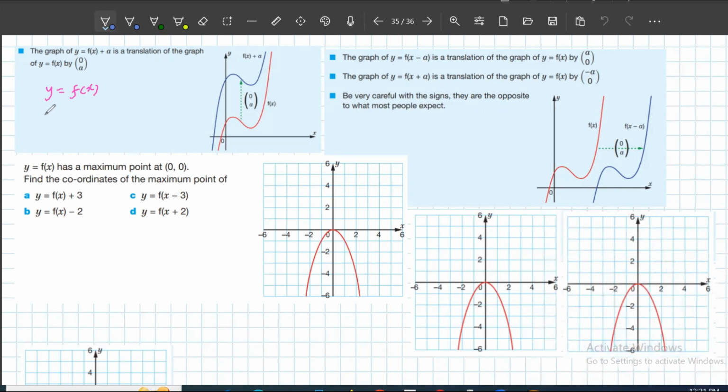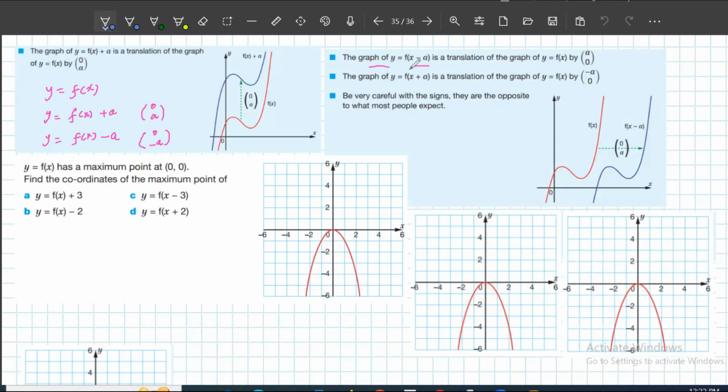When this curve becomes y is equal to f of x plus a, it means this is a translation in the y-axis and the translation vector is (0, a). And if it is f of x minus a, then it is still a translation in the y-axis but towards down, meaning (0, minus a). The graph of y is equal to f of x minus a is a translation of the graph of y is equal to f of x by this translation vector.